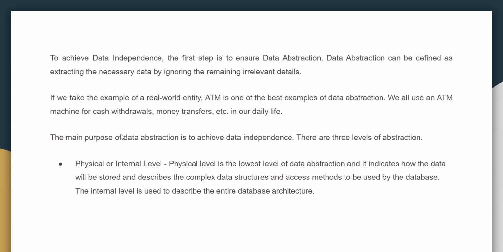The physical level is the lowest level of data abstraction, and it indicates how the data will be stored and describes the complex data structures and access methods to be used by the database. The internal level is used to describe the entire database architecture physically. Coming to the next one, it's the logical level, which we can also call the conceptual level.